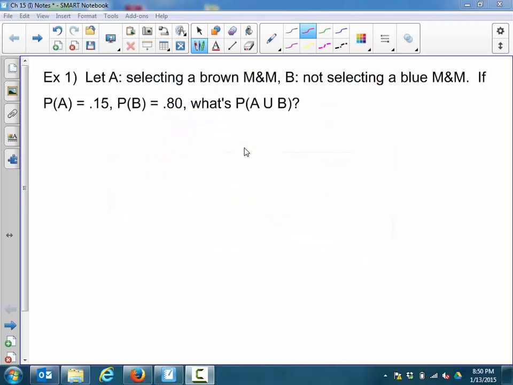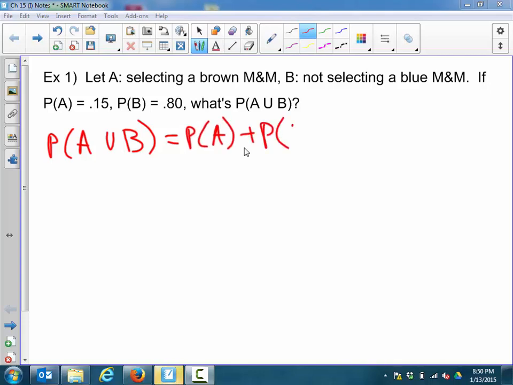Some of you will realize instantaneously why doing what I'm about to do is a mistake. This is the method we would have used last chapter. We would just wave our hands a little bit and assume that they're disjoint events when they're not. So the probability of A plus the probability of B would take me to my answer. That would give us 0.15 plus 0.80, which is 0.95.